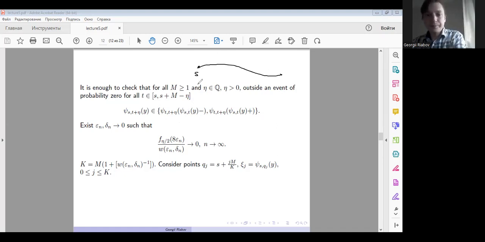Let this be S. Let this be S plus M. So we take some part of the trajectory of the flow, and we need to show that with probability 1, for all points t from S to S plus M, and for all eta bigger than 0, we can take eta rational, there are no two-sided discontinuities. So either we have such a picture, when we have a right continuity of the mapping psi t plus eta, or we have this picture when we have left continuity of the mapping psi t. Okay, in my notation, this is t plus eta.